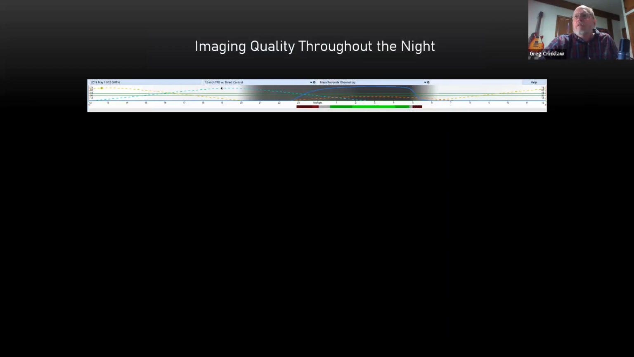Well, another thing you can do is look at the imaging quality throughout the night. Now that we can calculate the signal to noise ratio at any given moment in time, what we can do is compare that to the signal to noise ratio we would get for that telescope at that location on an ideal night. And that gives us a measure of the quality.